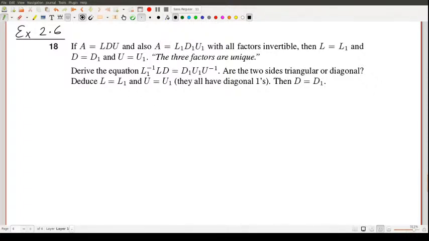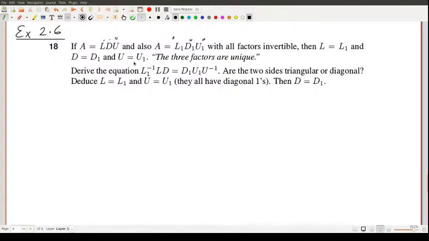The equation is saying that we have two different LDU decompositions of the same matrix A, and all the factors are invertible, which means this matrix is invertible. All of these 6 matrices are invertible, that their inverse exists. Then L equals L1 and D equals D1 and U equals U1. This is a fact that they're stating, and we have to basically justify that this is actually true, that L is L1 and D is D1 and U is U1. So how do we do that?